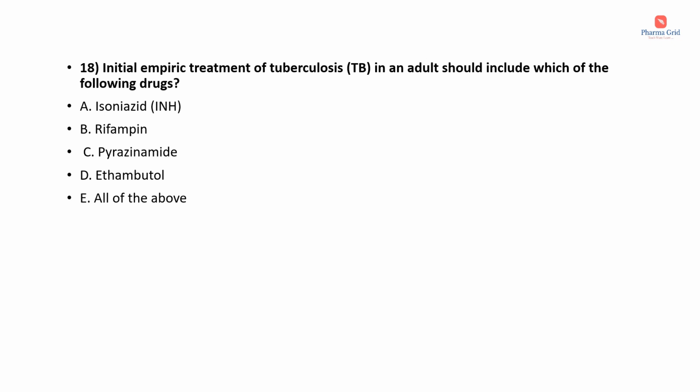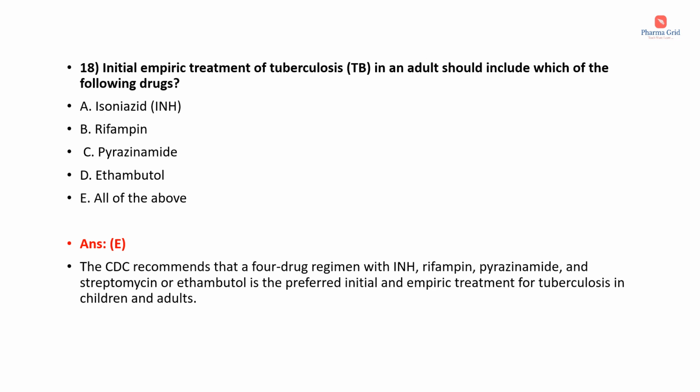Initial empiric treatment of tuberculosis in an adult should include which of the following drugs? The options are isoniazid, rifampin, pyrazinamide, ethambutol, all of the above. Here the correct answer is option E. The CDC recommends that a 4-drug regimen with isoniazid, rifampin, pyrazinamide and streptomycin or ethambutol is a preferred initial and empiric treatment for tuberculosis in children and adults.